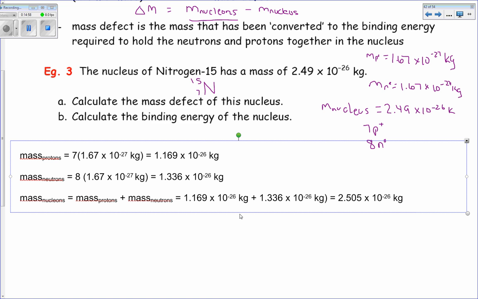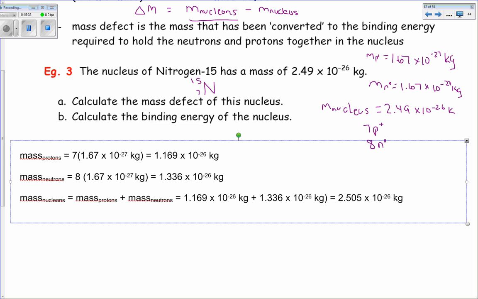And notice that I'm keeping everything to 3 decimal places. So you could have gotten this same number, this number here. You could have gotten that same number by taking 7 plus 8, so 15 times 1.67 times 10 to the negative 27 kilograms. That is a little shortcut. I'm just showing it this way because sometimes you end up with 2 more decimal places here and 2 more decimal places here. So then you have to do them separately. If you're given in the question a different mass for protons than neutrons, you have to do them separately. Okay, so this is the mass of the nucleons, right?